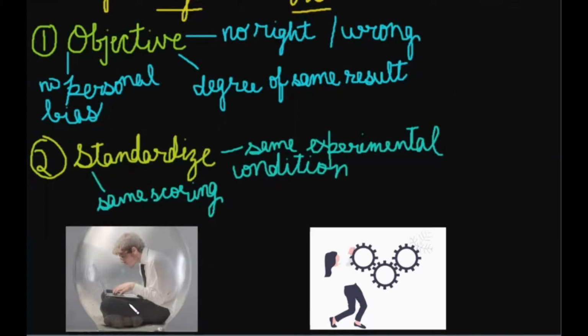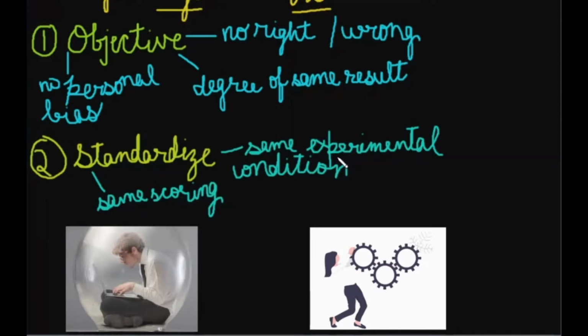One student was sitting in a soundproof room, and the other person was in conditions which were vulnerable to the thunderstorm. Okay, so there were not the same experimental conditions, and also, for example, the scoring criteria was different for both of them. So that is why standardization is also important.